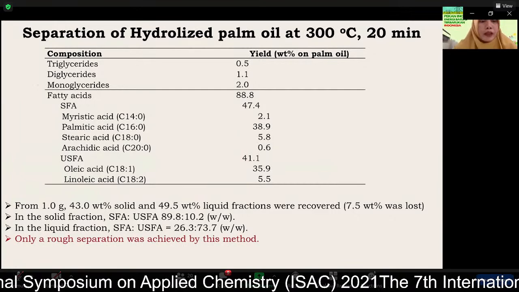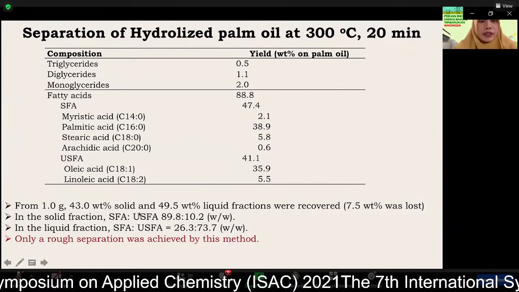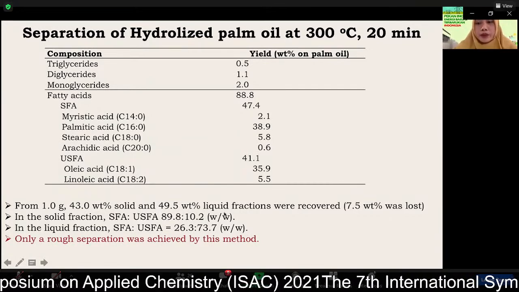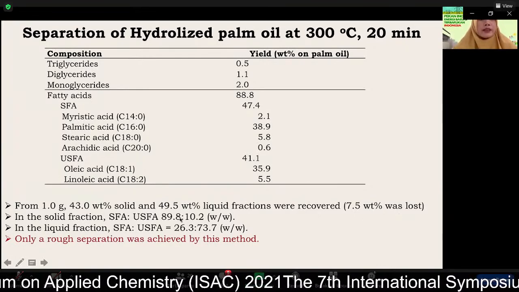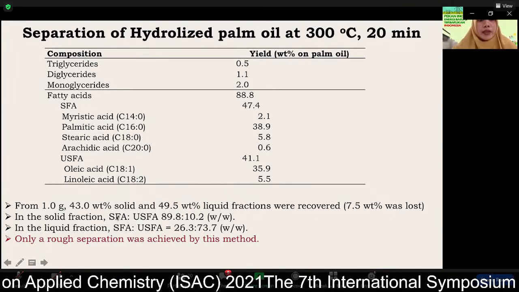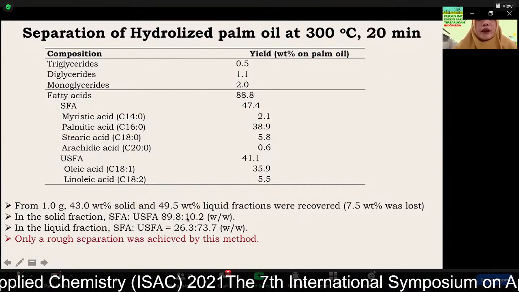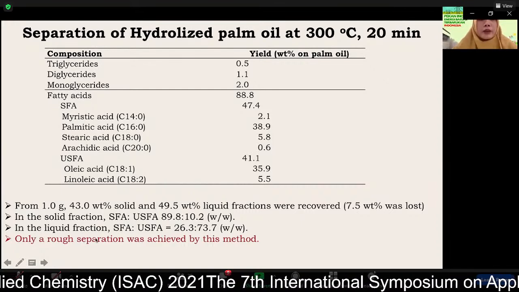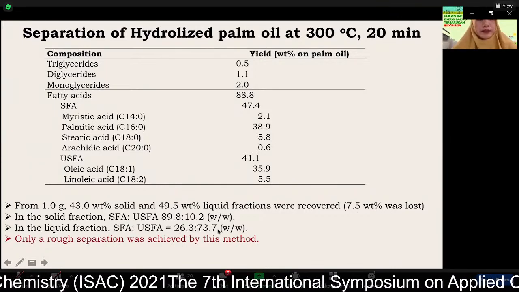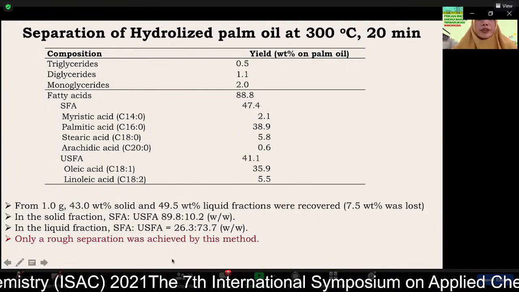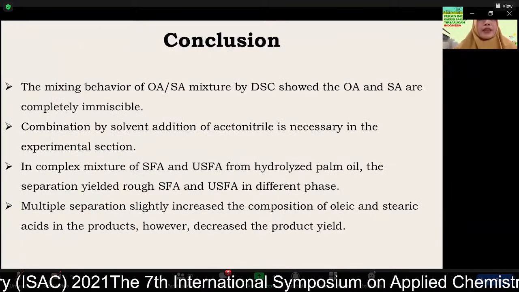From 1 gram of the feed, we got 43% solid and 49.5% liquid fraction, and 7.5% of the weight was lost. In the solid fraction, the ratio of SFA to USFA was 89.8 to 10%, and in the liquid fraction, the ratio was 26 to 74%. So only rough separation was achieved by this method in a complex mixture.